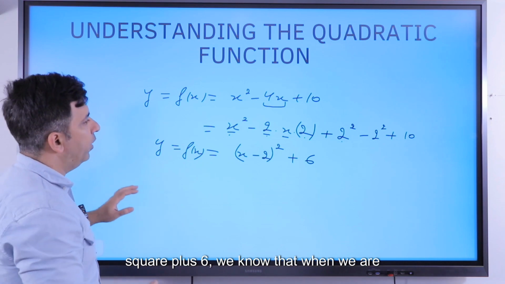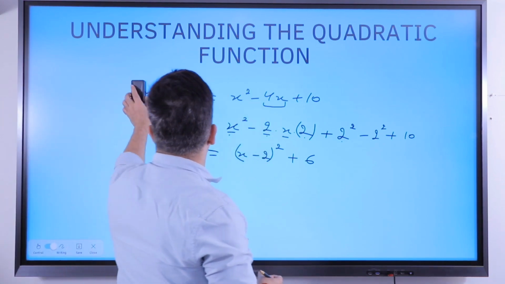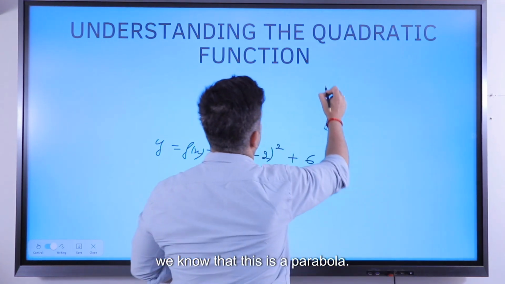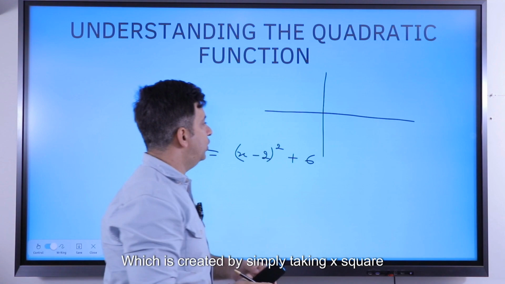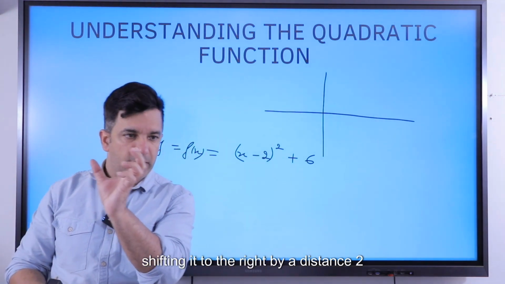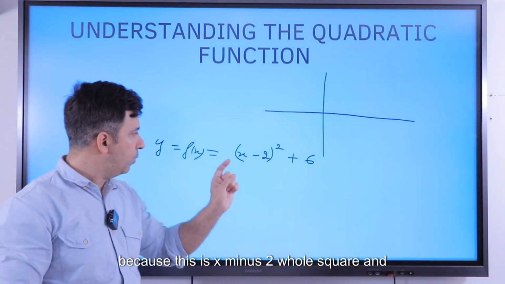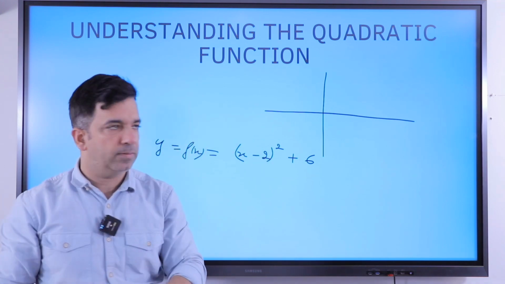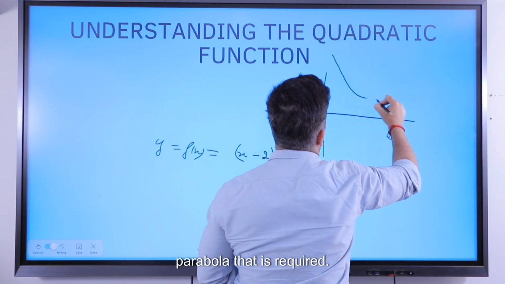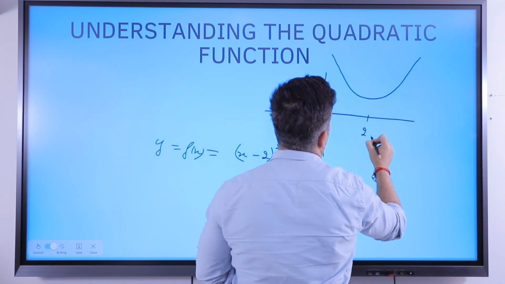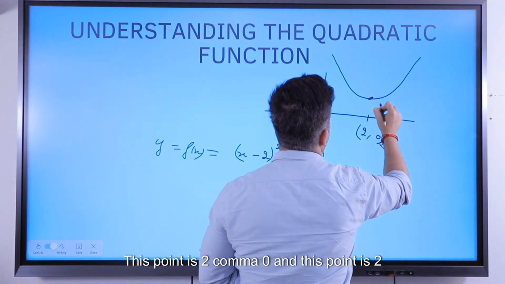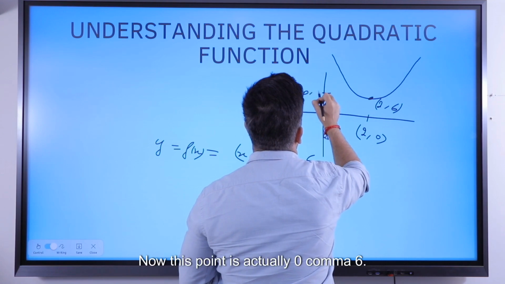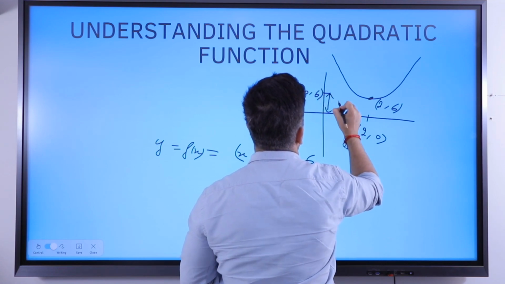We know that when we are going to draw this, if I simply draw this term (x - 2)² + 6, we know that this is a parabola which is created by simply taking x², shifting it to the right by a distance 2, because this is (x - 2)², and then moving it upwards by a distance 6. So are we able to see that this is the parabola that is required? This point is (2, 0) and this point is (2, 6). This is the height. Now this point is actually (0, 6). This is the height 6.